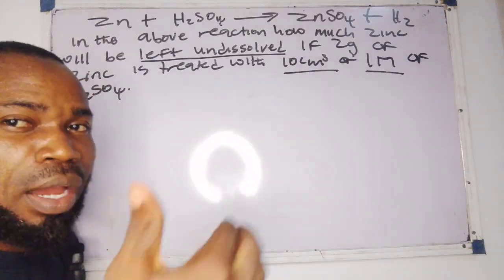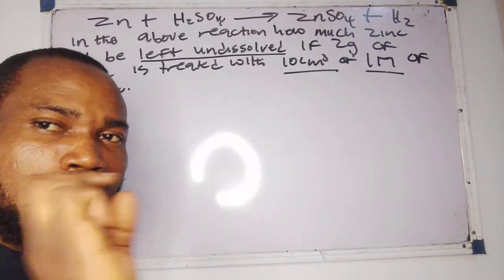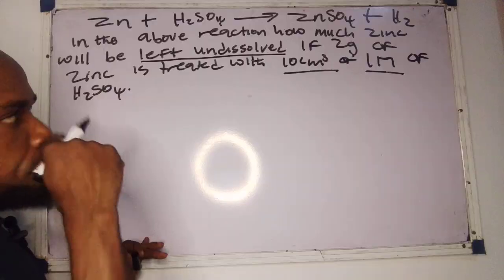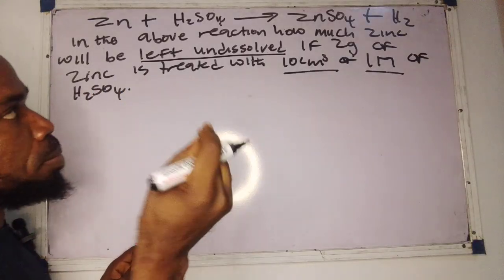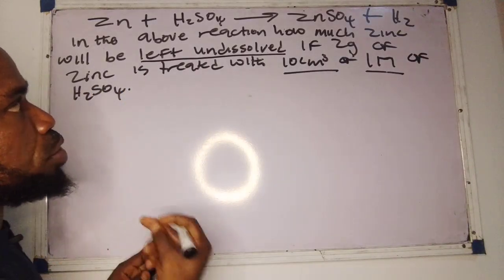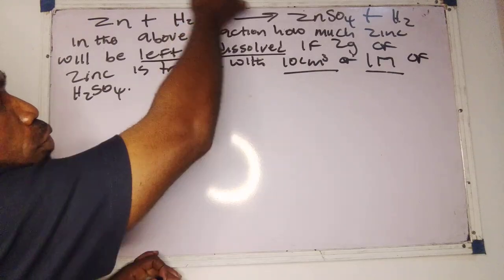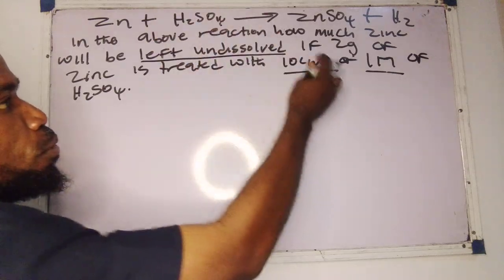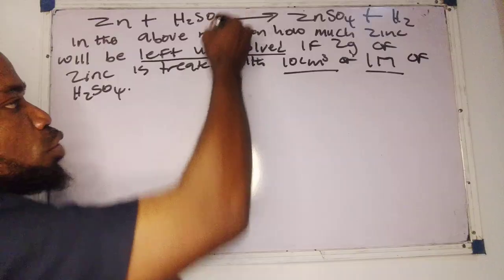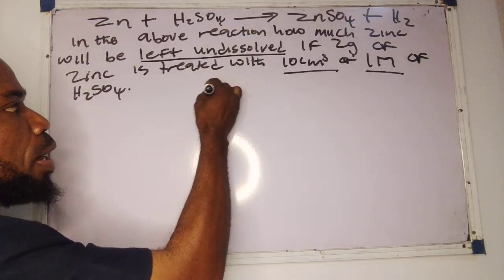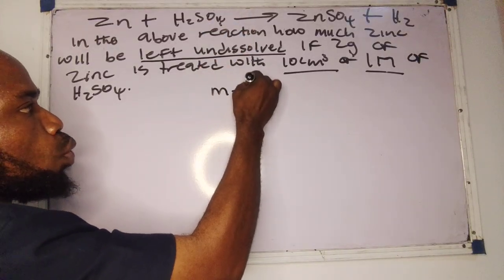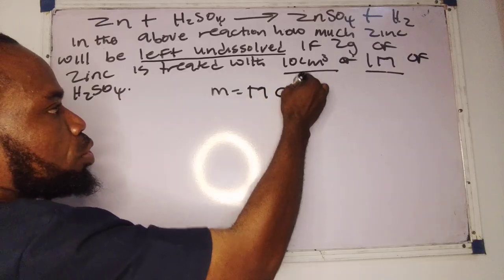Now, we'll take it step by step. People fear calculation, but calculation is not that difficult. The first thing to do, the easy way to solve this question, is to get the mass of H2SO4 from this value. And how do I do that? Remember that mass is equal to molar mass times concentration times volume.